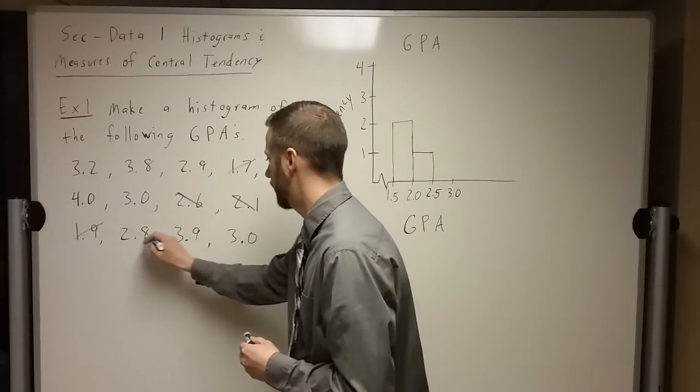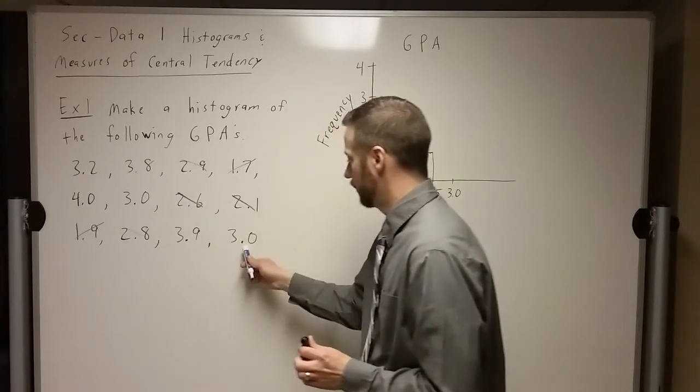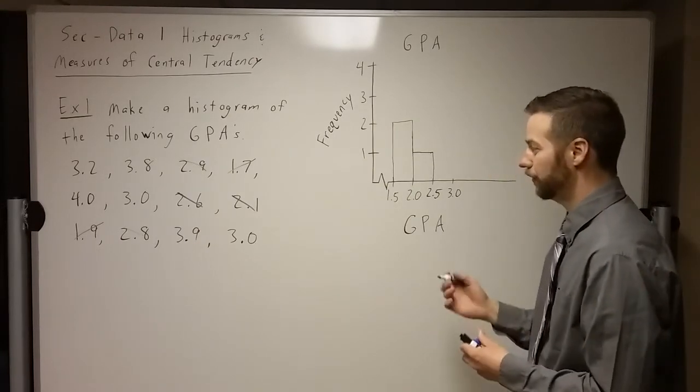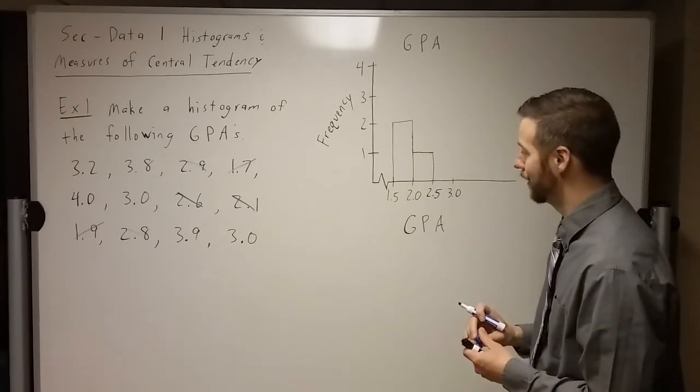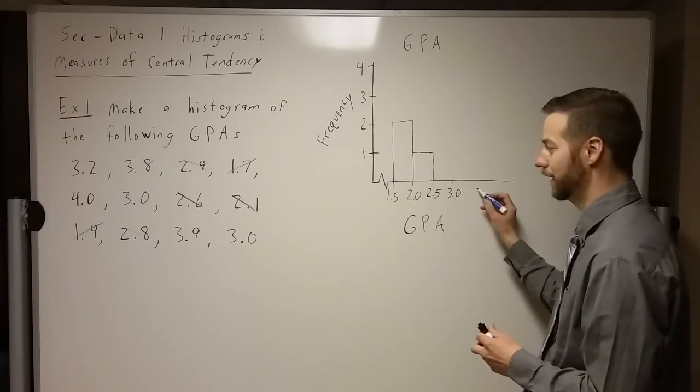We've got 1 right there. Now we have to think a little bit. You notice we've got a 3.0 in here. So far I've counted 3 that are in that range. Does 3.0 count in this one, or does it count in the next one?